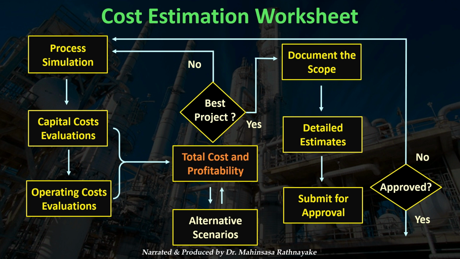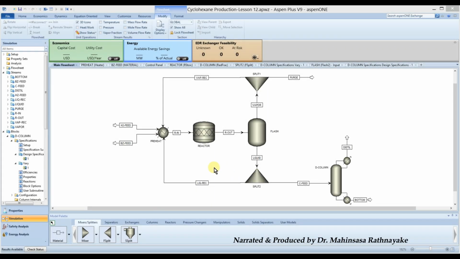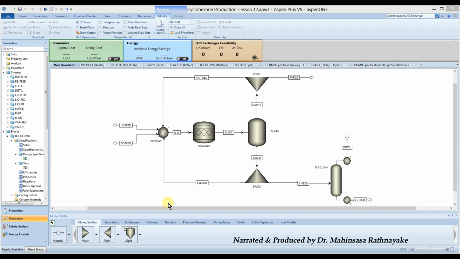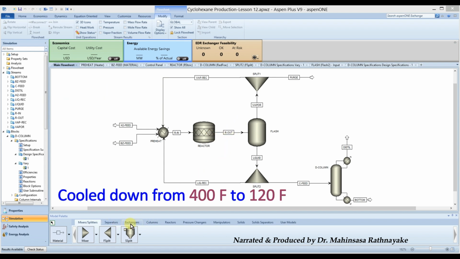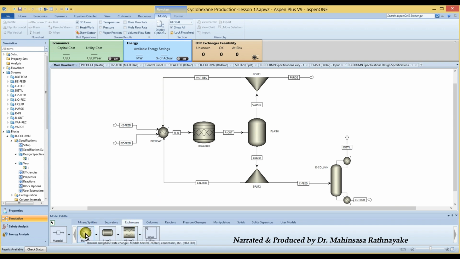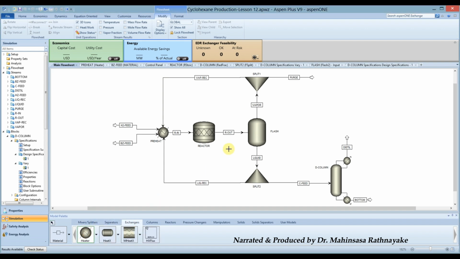Let's get familiar with Aspen Economic Analysis tools. For this, let's open the process flowsheet for cyclohexane production that we built up in the last video lesson. Let's first add some more utility equipment to this flowsheet. The reactor product must be cooled down from 400 degrees Fahrenheit to 120 degrees Fahrenheit before entering the flash vessel. So let's add a cooler to the flowsheet for this purpose.